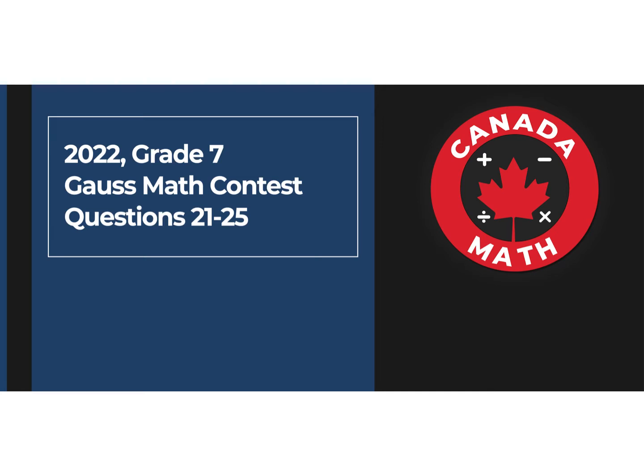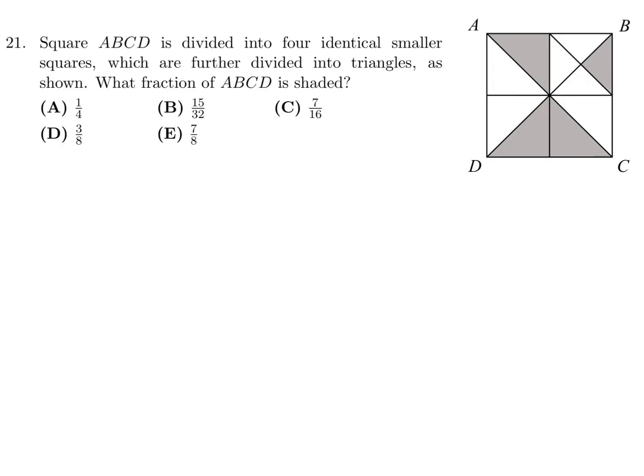2022 Grade 7 Gauss Math Contest, questions 21 through 25. Square ABCD is divided into 4 identical smaller squares, which are further divided into triangles, as shown. What fraction of ABCD is shaded?